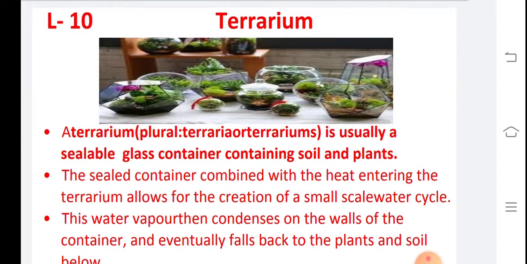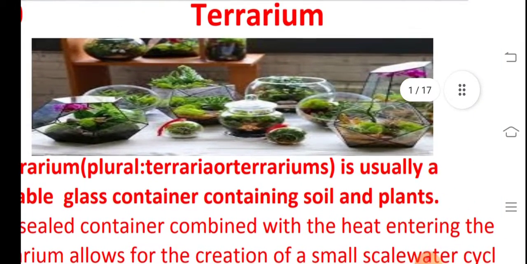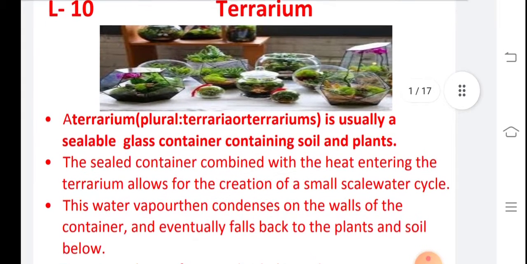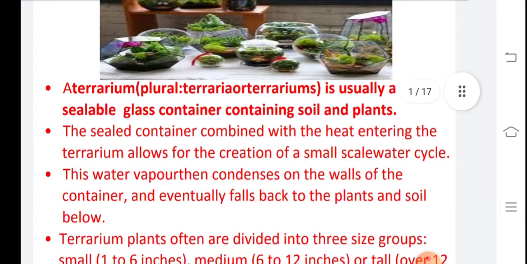So a good example is the terrarium. A terrarium means a garden in a large bottle. You are observing here good photographs of some terrariums. So what is a terrarium? The plural is terraria or terrariums, and the singular is terrarium. It is usually a sealable glass container containing soil and plants.